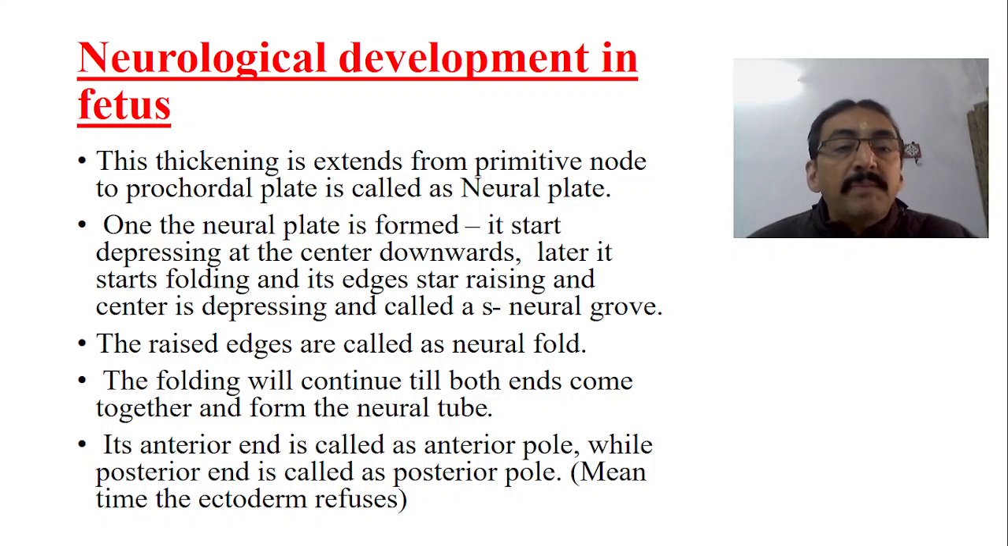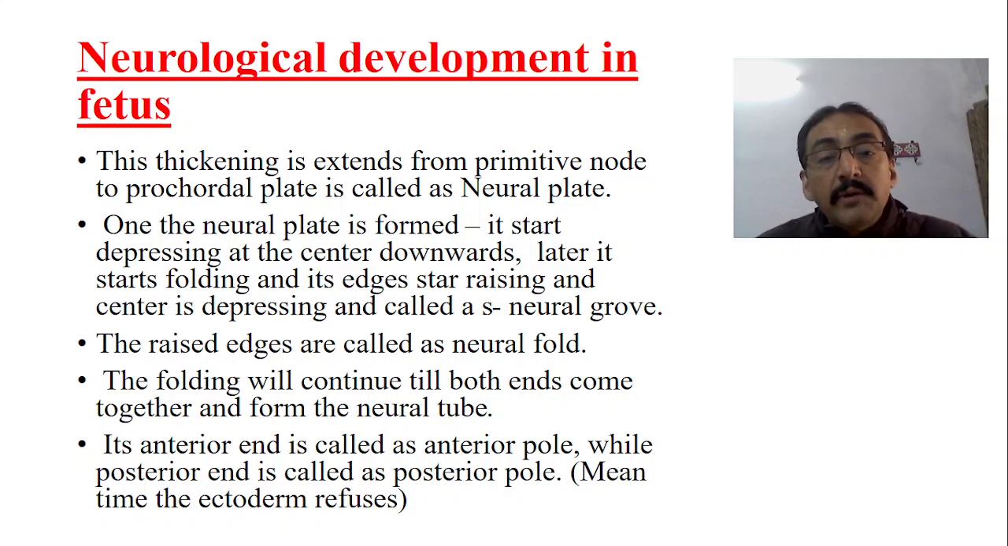Once the neural plate is formed, it starts depressing in the center downwards. That is the development of a depression at the center point. Later it starts folding, its edges start rising up, and the center depresses further, and this is called the neural groove. First the neural plate is formed, then the neural groove. The raised edges of this neural groove are called the neural folds.